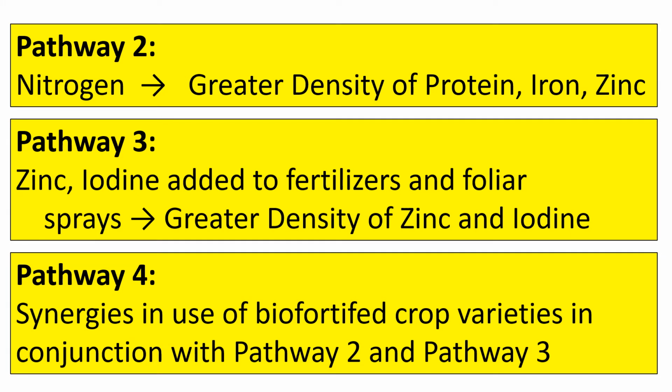The remaining 3 pathways are listed in this slide. Pathway 2, nitrogen fertilizers increase the protein and iron and zinc density of food staples. Pathway 3, adding iron and/or iodine to fertilizers and foliar sprays will increase the zinc and iodine density. Pathway 4, there are synergies combining biofortified crops with nitrogen fertilizers and adding zinc and iodine to fertilizers and foliar sprays. The evidence for these last three pathways was developed by Ismail Çakmak of Sabancı University in Turkey and his colleagues in LMICs under the Harvest Zinc program, which is a sub-program under the sponsorship of Harvest Plus.